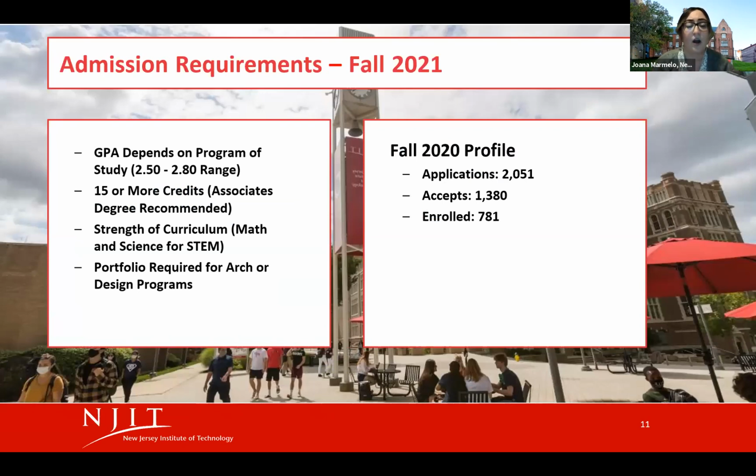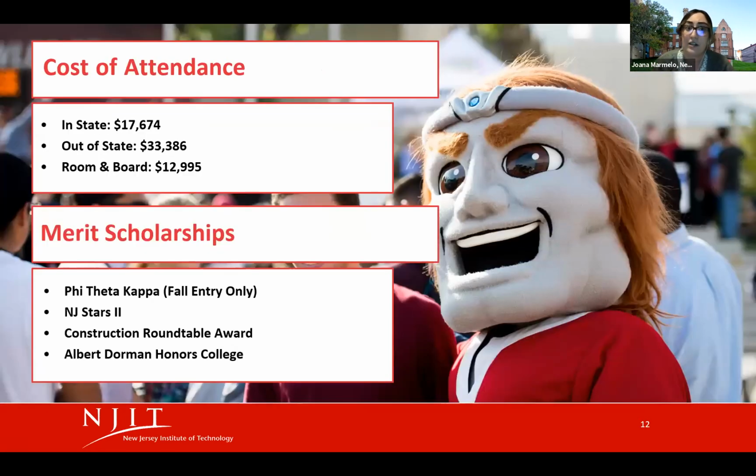In terms of requirements, the GPA requirement really depends on the program, but typically it's a 2.5 to 2.8. We're going to be looking for 15 semester hours. And since we are a STEM school, your math and science grades should be the strongest. If you're interested in any of the architecture or design programs, we'll be looking for a portfolio. And just to give you an idea of what our transfer population looked like last fall, we received about 2,000 applications and accepted about 1,300 students, with enrollment numbers of about 780. So we do have a pretty good population of transfer students on our campus.